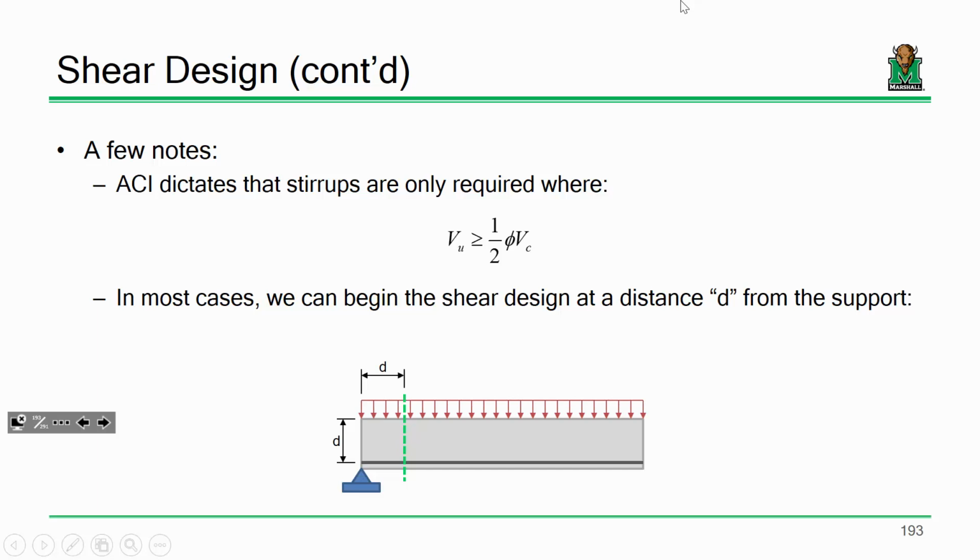For stirrup spacings, we round down, right, to be more conservative? Yes. If you calculate a 4.4-inch stirrup spacing, you don't round that up to 4.5 or 5, you round down. Because smaller stirrup spacings means more stirrups. More stirrups means more capacity. So it is more conservative to round down than it is to round up. It's important everybody understands that.